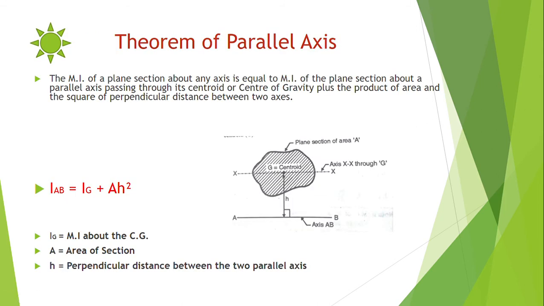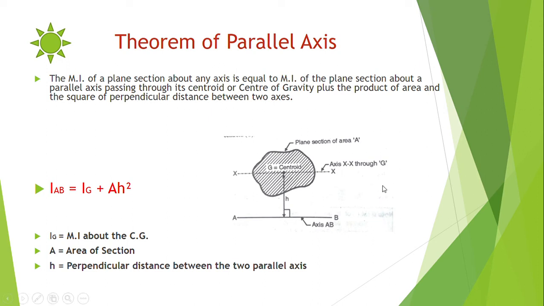Now, the theorem of parallel axis. This is the most important part of moment of inertia, as we are going to calculate moment of inertia about the principal axis. So first of all, we will read the definition. The moment of inertia of a plane section about any axis is equal to the moment of inertia of the plane section about the parallel axis passing through its centroid or center of gravity, plus the product of area and the square of the perpendicular distance between the two axes.